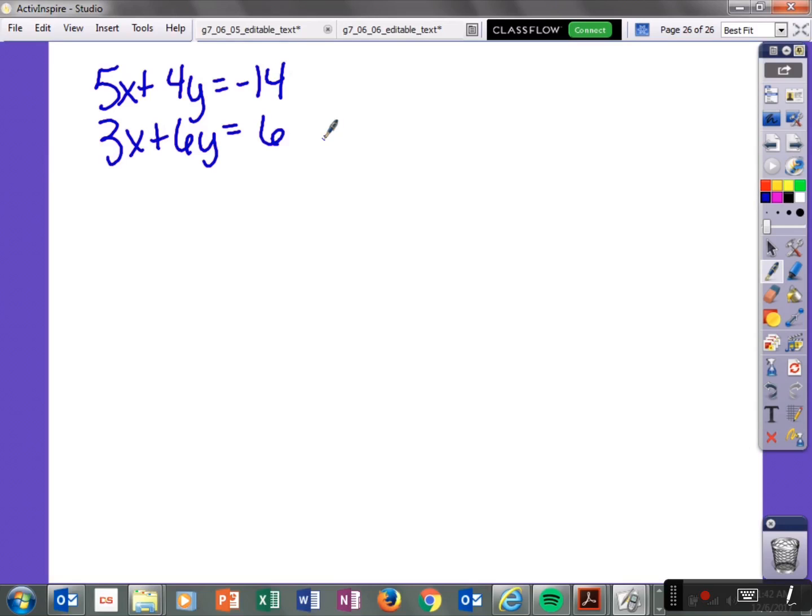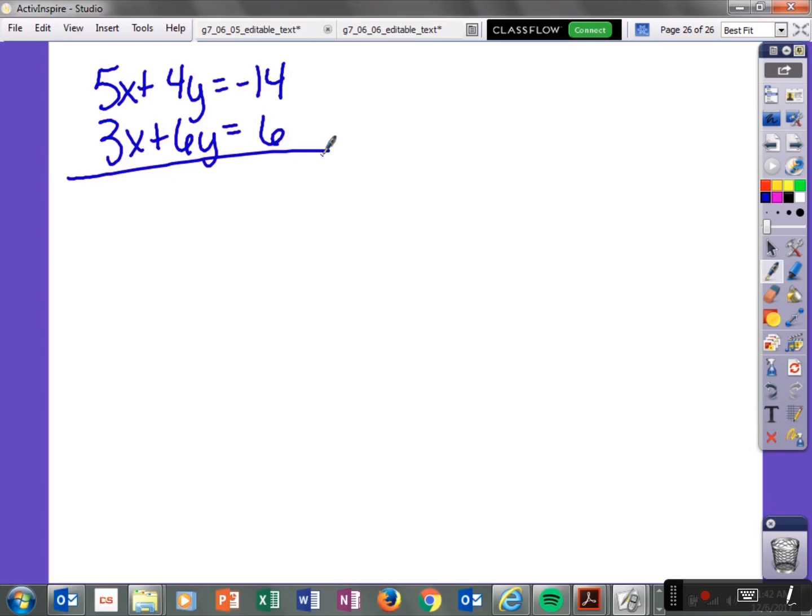All right, so on this one, is there any way to turn a 3 into a 5 by multiplying? No. Is there any way to turn a 4 into a 6 by multiplying? No. We could turn both of the x's into 15, or we could turn both of the y's into 12. Which one would be easier? 12 is smaller than 15, so let's do that one.